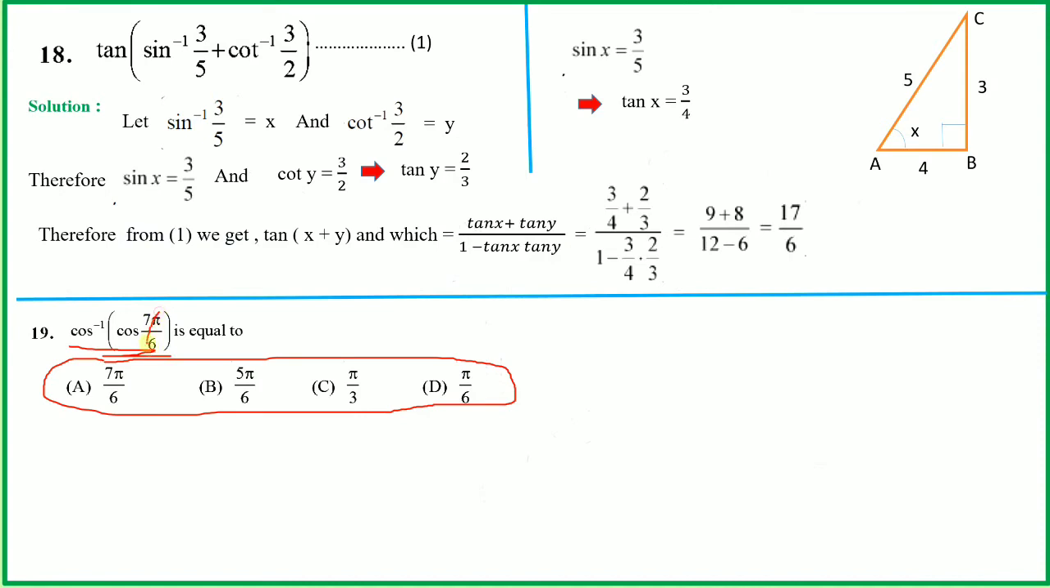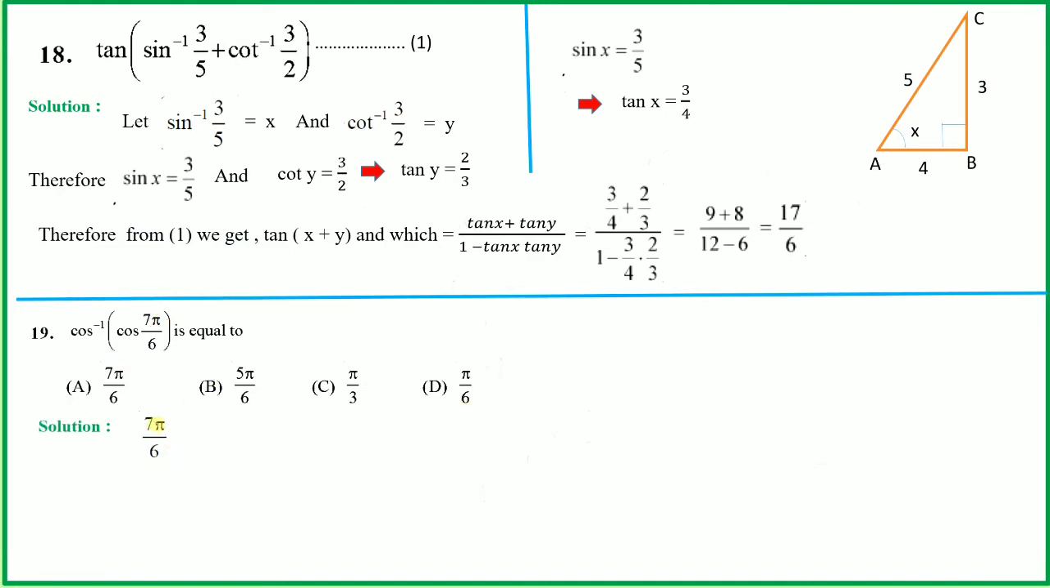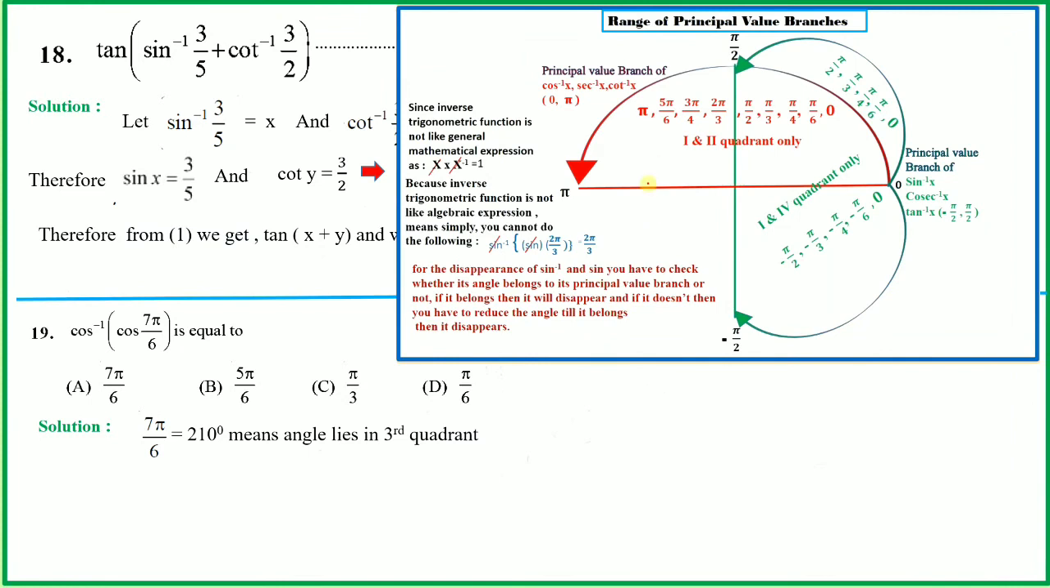7 pi by 6. Pi by 6 means 30, and 30 into 7 means third quadrant. Now again, for this cos inverse, the value of this angle went out of its principal branch, so for that we need to reduce it. Let us go for the solution. 7 pi by 6 equals 210 degree, means the angle lies in the third quadrant, and you can see here the angle is lying here, 210 degree, between 180 and 270.